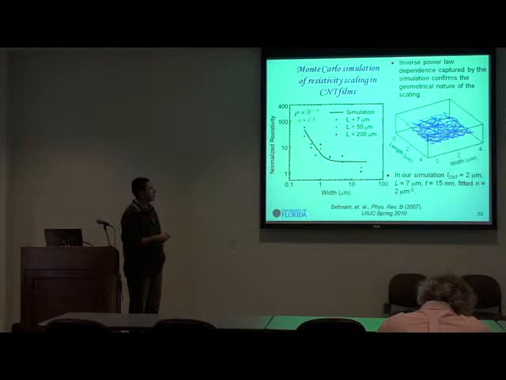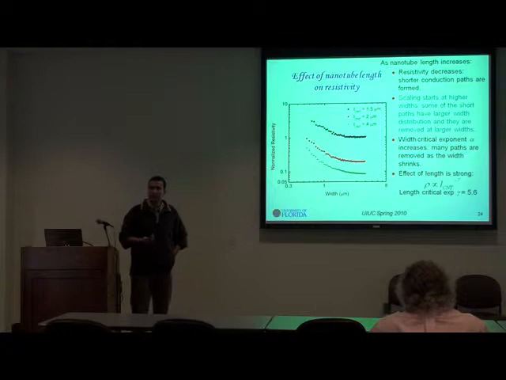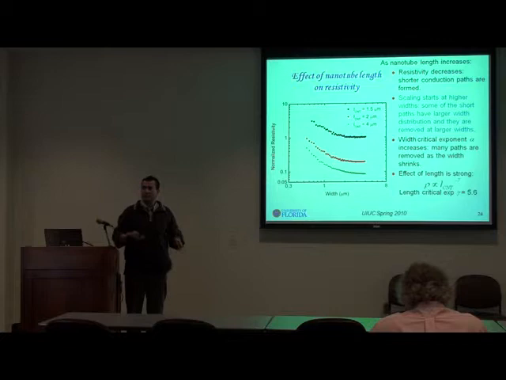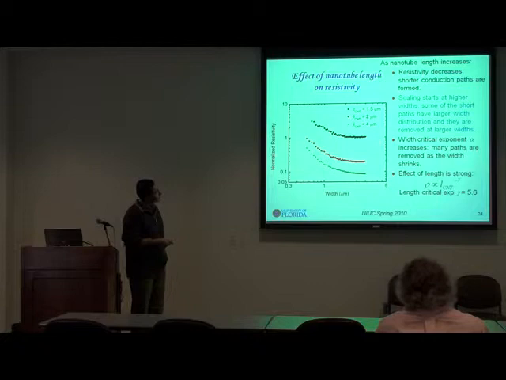So then we said, let's study some of the parameters that we were not able to study experimentally. And one of them was, for example, the effect of length of the nanotube in the network, because initially what we assumed was a certain length for all of the nanotubes in the network. And we basically swept the width and studied that effect on resistivity for different lengths.